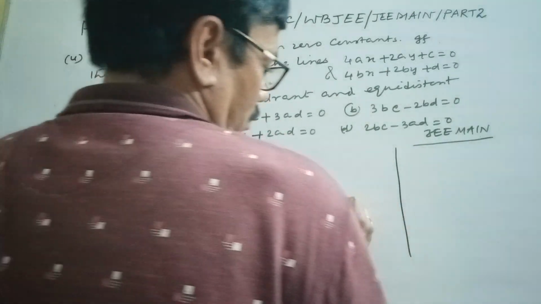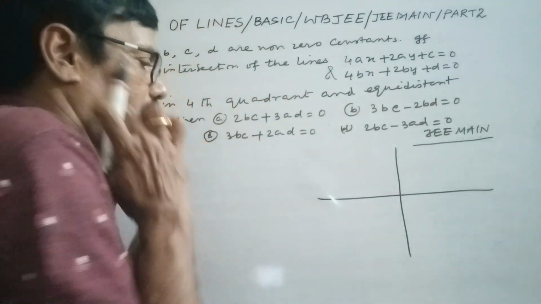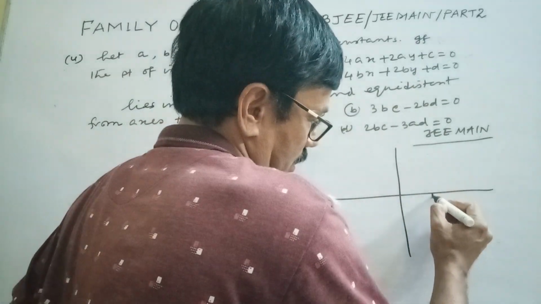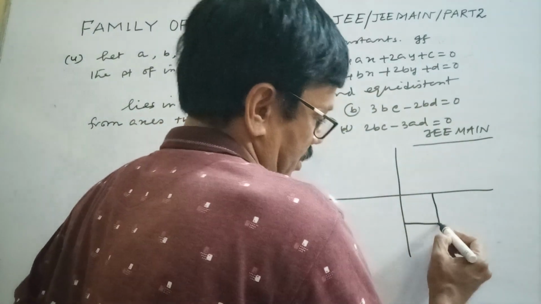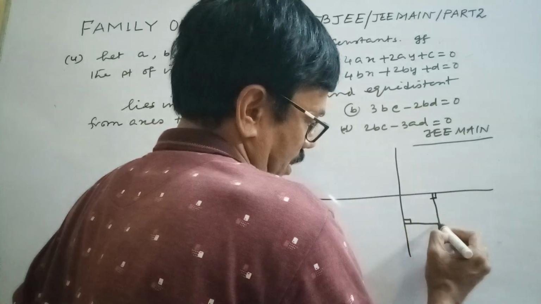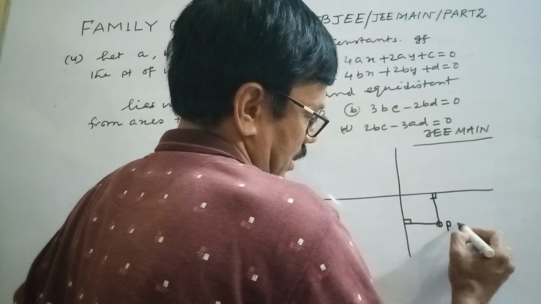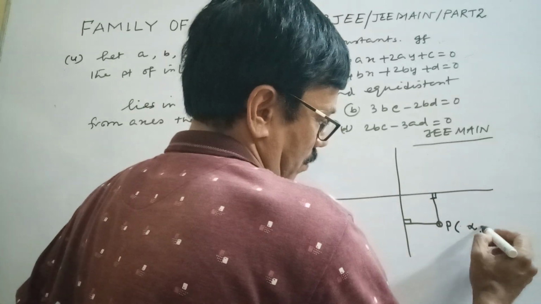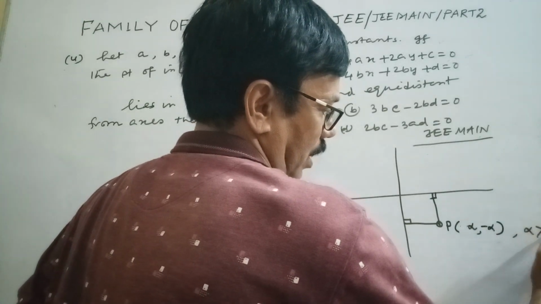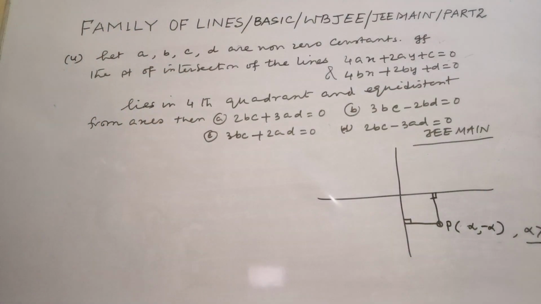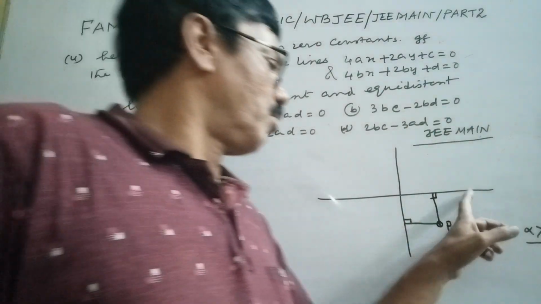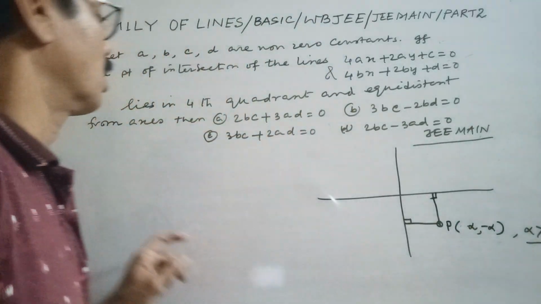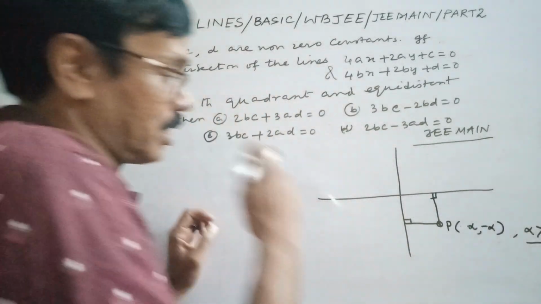Now it is given the point lies in the fourth quadrant, and it is equidistant from the axes. So this distance and this distance are the same. So the point is (alpha, minus alpha), alpha greater than 0. Look at the condition: it lies in the fourth quadrant, so x is positive, y is negative. One more condition is given, that it is equidistant from the axes.